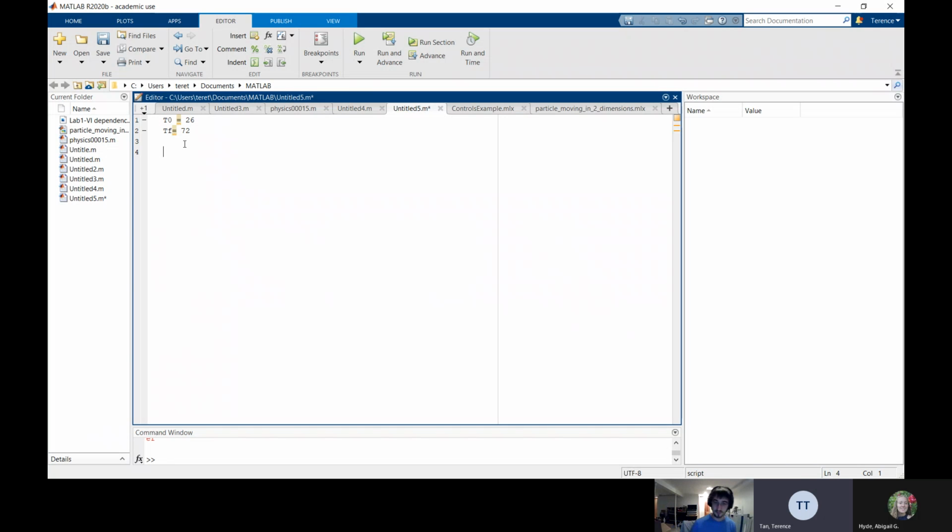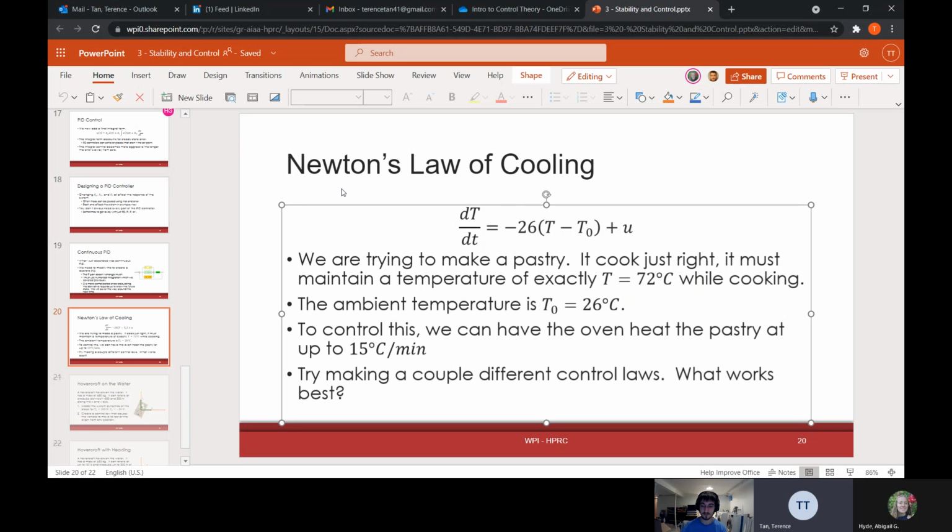Let's see how we do this. Also, do you mind explaining your thought process for Abby as you're going? So this is our ambient temperature, T naught, and then our T final, our desired temperature. But right now, I'm just going to try to see if I can model the cooling by using this differential equation.